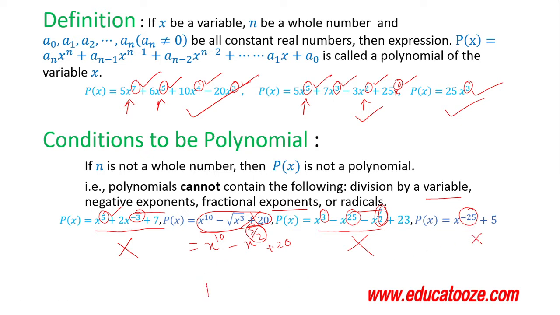Even if you take some other example like p of x equal to x cube plus 3 by x power 5. See, division by variable is not allowed. So this means this is not a polynomial.